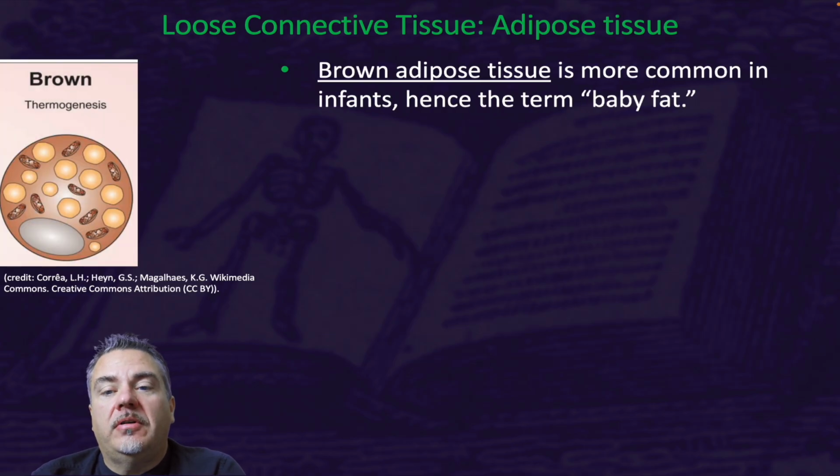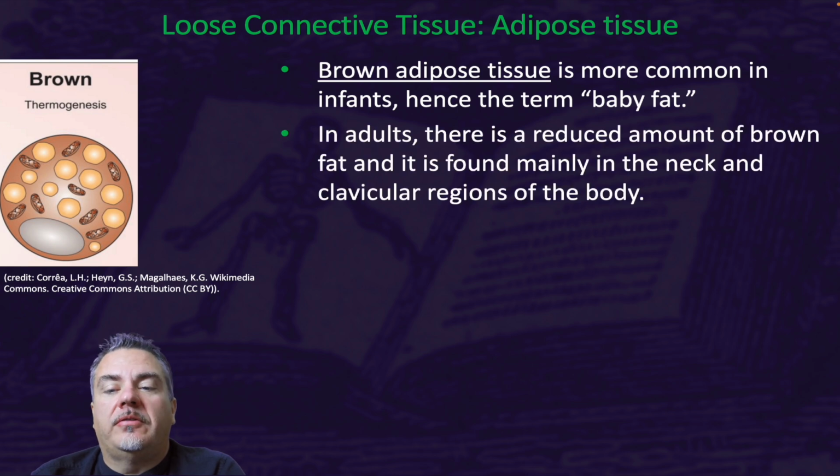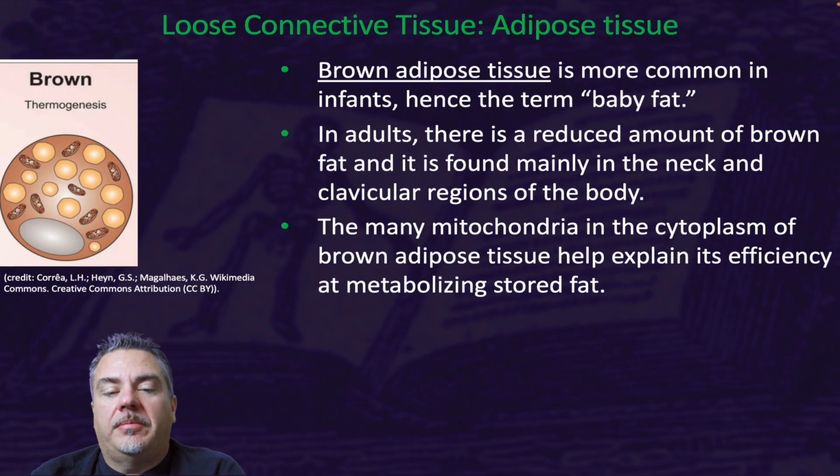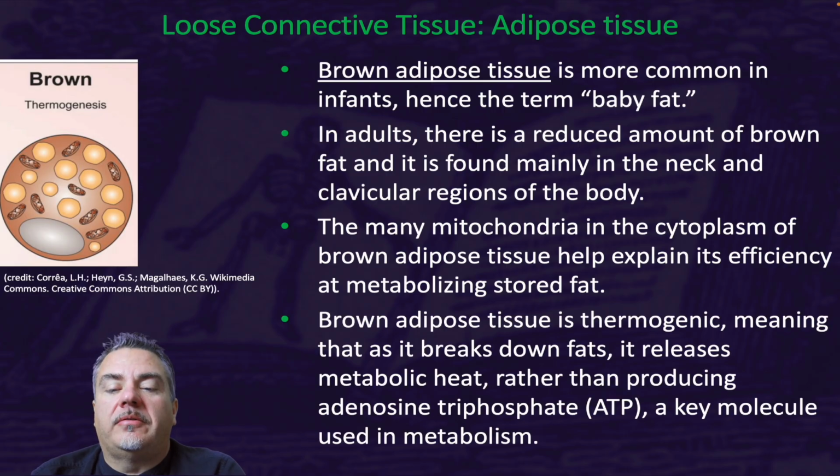Brown adipose tissue is more common in infants, hence the term baby fat. In adults, there is a reduced amount of brown fat, and it is found mainly in the neck and clavicular regions of the body. The many mitochondria in the cytoplasm of brown adipose tissue help explain its efficiency at metabolizing stored fat. Brown adipose tissue is thermogenic, meaning that as it breaks down fats, it releases metabolic heat rather than producing ATP, a key molecule used in metabolism.